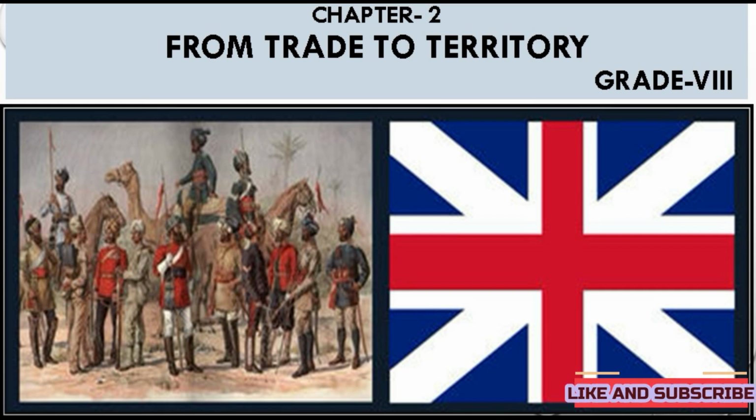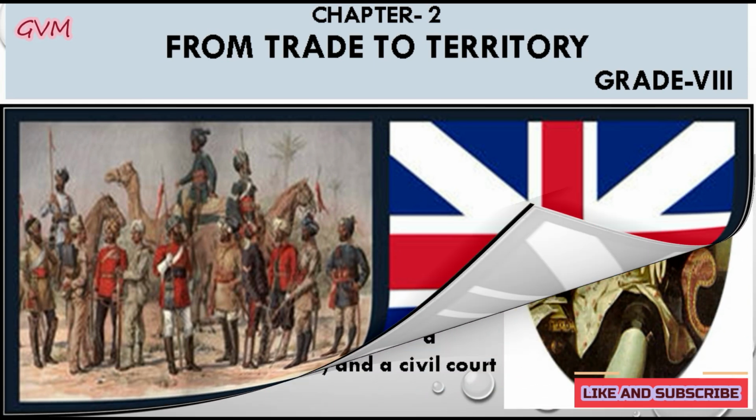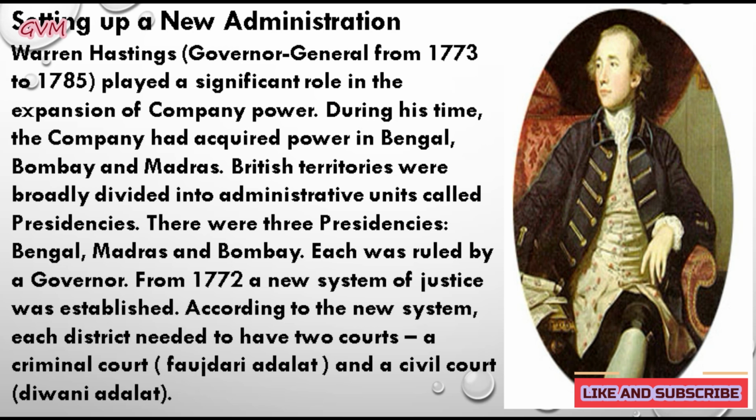Now students, this is the third and the final part of chapter number 2. In this third part, we will learn how the East India Company set up a new administration in India after annexing most of the Indian states. So let's start. Students, as you can see here the heading, setting up a new administration.